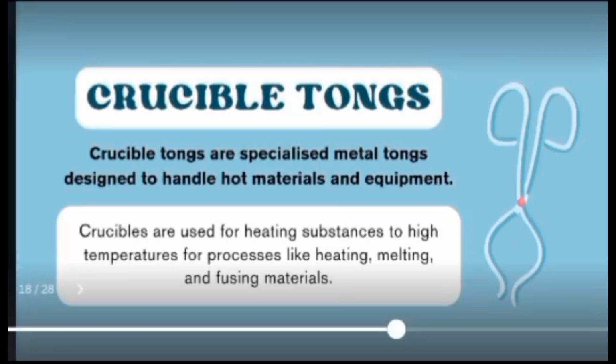Next, we have crucible tongs. So these are specialized metal tongs designed to handle hot materials and equipment. So crucibles are used for heating substances to high temperatures for processes like heating, melting, and fusing materials.